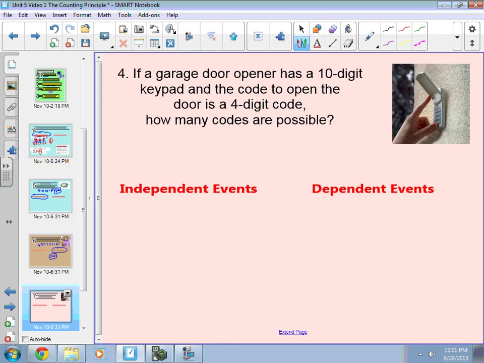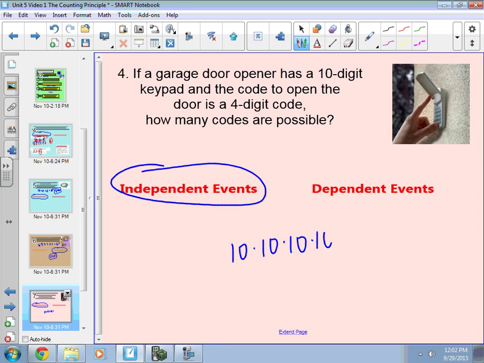All right, let's see how you did. This should be an independent event. You can use numbers more than once, so it's independent. There's 10 possible numbers for each one, 10 times 10 times 10 times 10, which is the same as 10 to the 4th power. You should have got 10,000 possible codes as the answer.